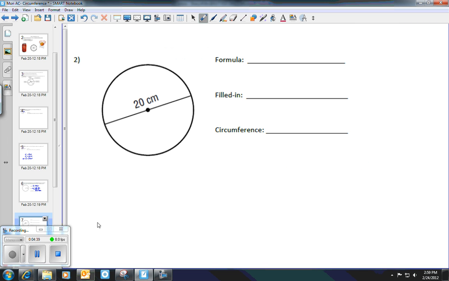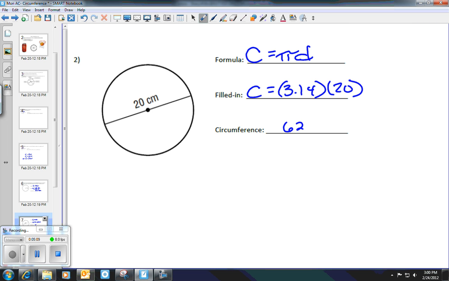Let's take a look at another one. Number 2, this time we're given the diameter. So the formula we're going to use here is circumference equals pi times diameter. Filling in that formula, circumference equals 3.14 times 20, which was the diameter. So we're going to go ahead and take your calculator. 3.14 times 20 is 62.8. So our circumference here is 62.8 centimeters.